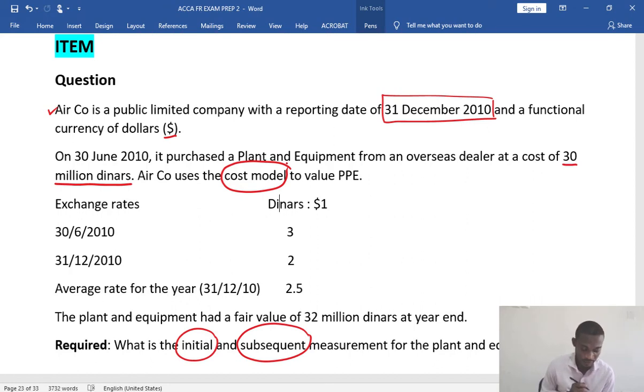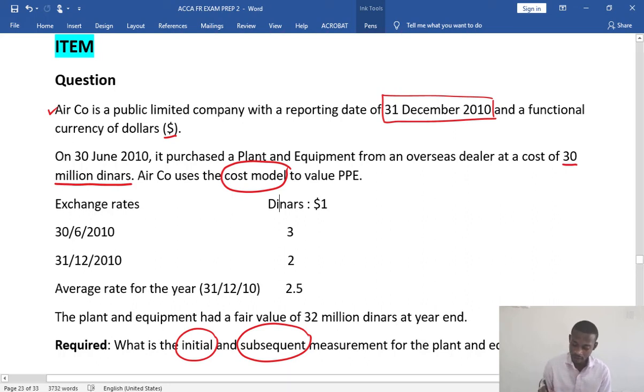Now the exchange rate between the dollar and the dinar on the 30th of June 2010 is 3, and on the 31st December 2010 is 2, and we have an average rate for the year of 2.5. The plant and equipment had a fair value of 32 million dinars at year end. So with this information, we need to extract relevant information to use to answer the question.